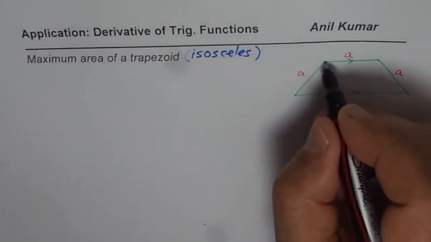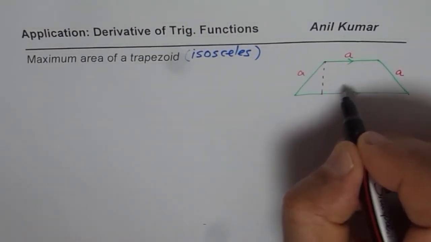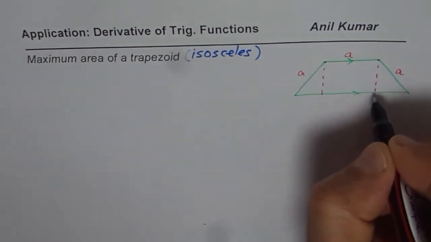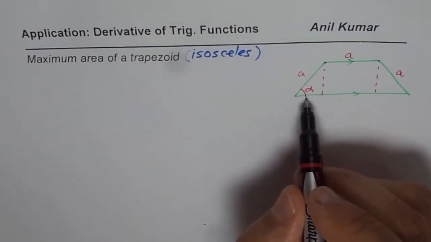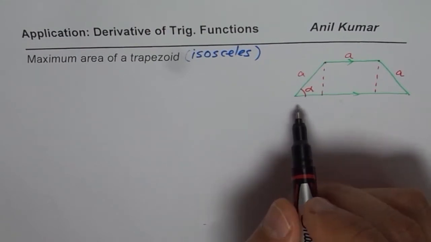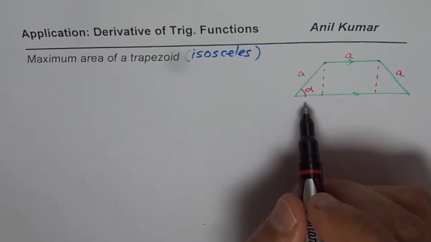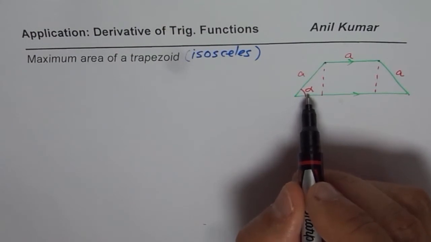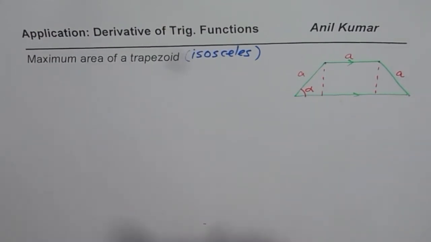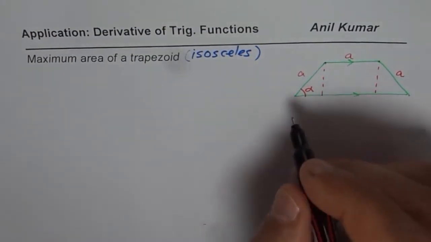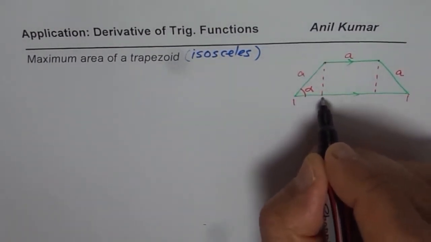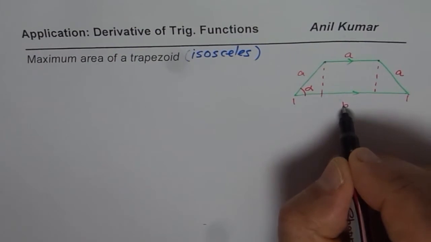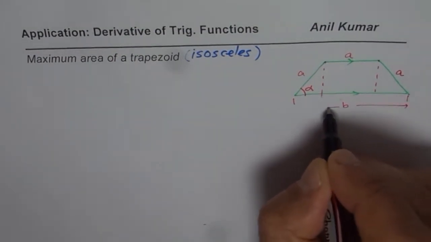So in this particular case, if I draw a perpendicular from here, and if I assume this angle to be alpha, in that case, we'll find an expression and then derive the value of alpha, which will maximize the area of the trapezoid. So that is the question before us. We know this particular dimension could be written as, let us say, B first, and then we'll find what B is.